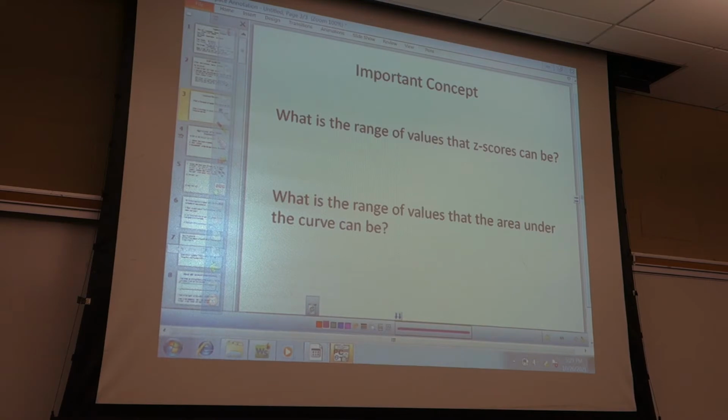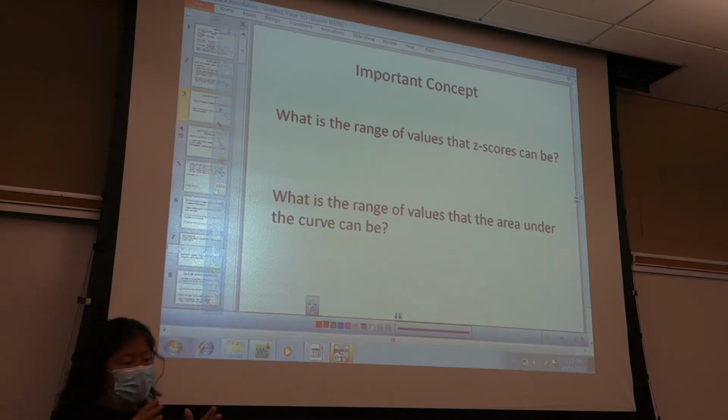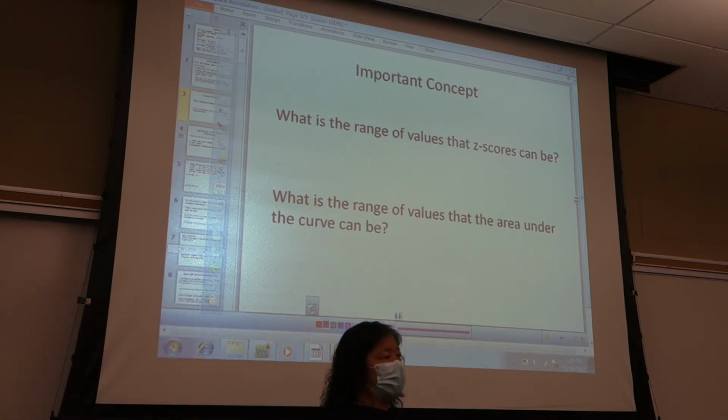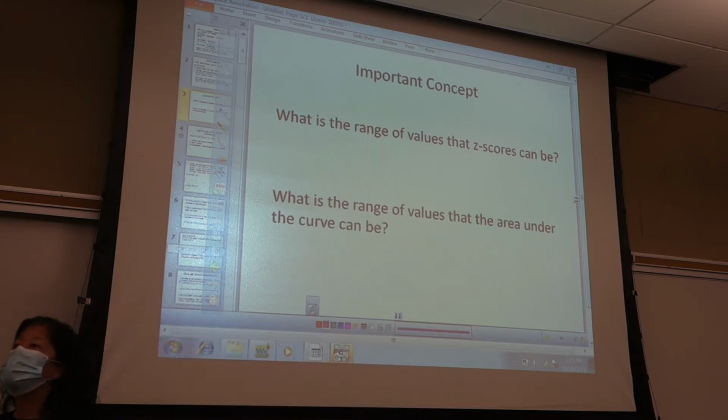And then think about what are the range of values that areas underneath the curve can be. Think about the area underneath a probability curve, a normal curve. What's the smallest an area can be? What's the largest an area can be? If I said find the area under the curve for a situation. Okay, talk to your neighbors about this for 30 seconds.